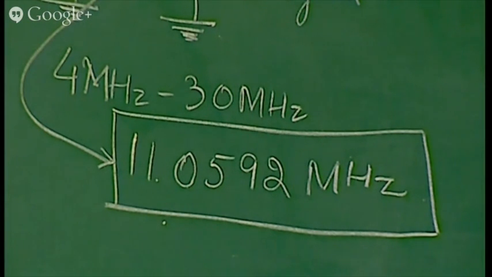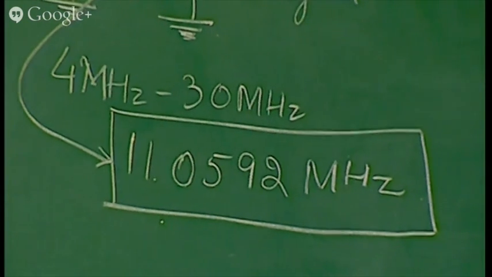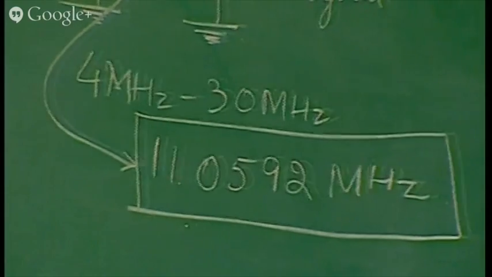11.0592 megahertz. You should know this, because unless you use the right crystal, it will not generate the pulses rightly. Now, what is the reason for this slightly odd figure, 11.0592 megahertz? It looks a bit strange, doesn't it? But what is the reason? Does anyone know why we use 11.0592 megahertz?